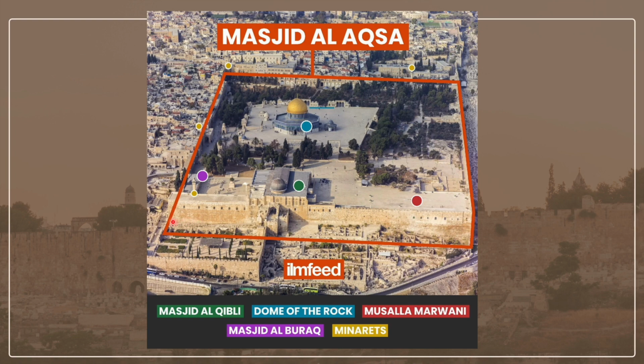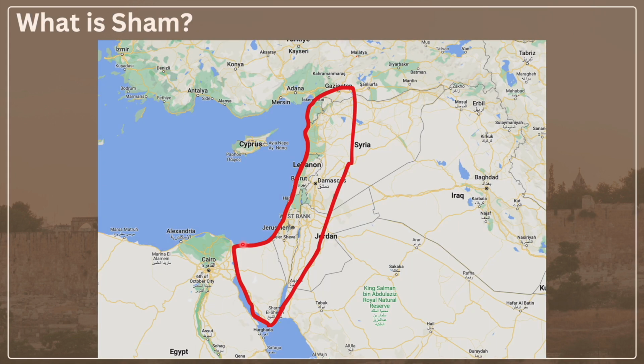So now we come to another piece of land that is very, very important that I want to talk about. And this is something that is often referred to in the ahadith of Nabi sallallahu alayhi wa sallam as Al-Sham. So what is Sham?